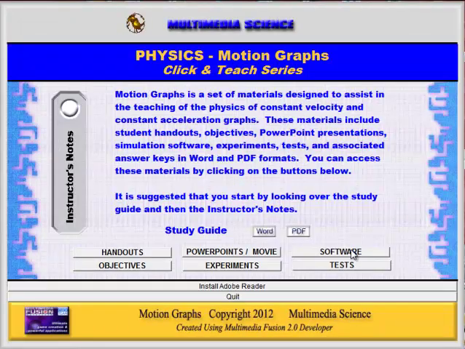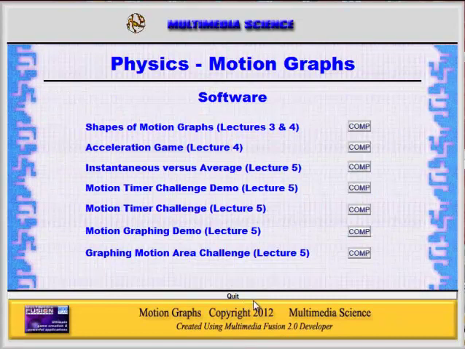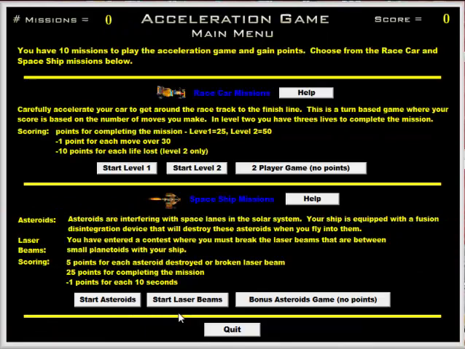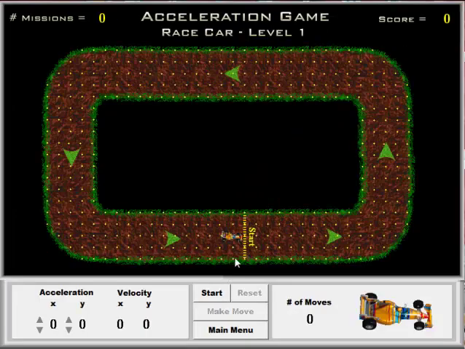We do have a number of pieces of software that are included. There's the acceleration game, which is available separately, has the students practice the movement of a car around a track, only they have to use real acceleration values, which means when they start going in the opposite direction, the signs can become very confusing. It gives students a good feeling for how the signs of acceleration work.